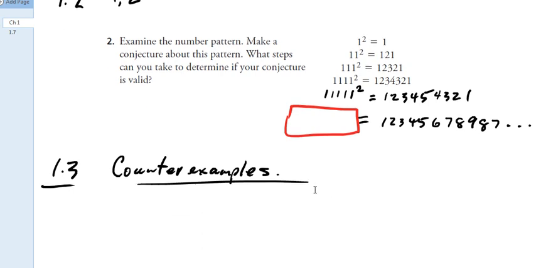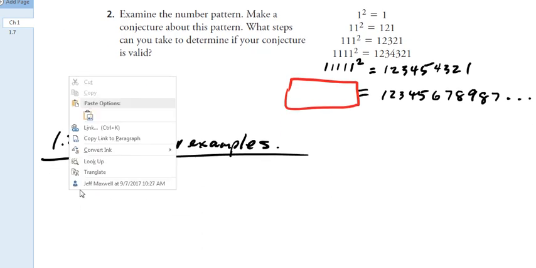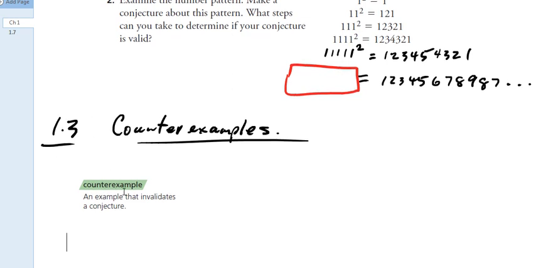And the definition, again, you might want to write that down either in your own words or whatever. But a counterexample is an example that invalidates a conjecture. So it basically proves your conjecture wrong.